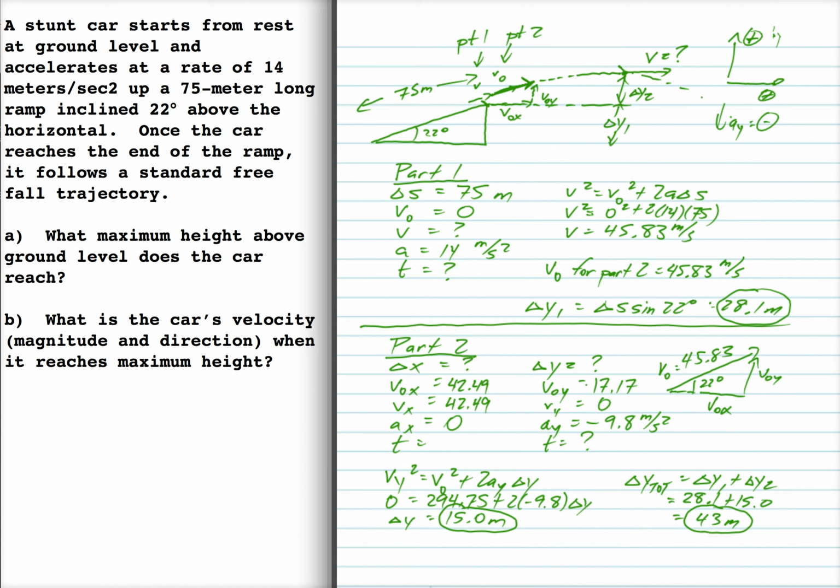And then as far as the velocity goes, well, we already solved that, right? Our vx, our final velocity at max height, is 42.49. The y component is 0. So the velocity at max height, rounding off, is just 42 meters per second, and it's in the plus x direction. Don't need to do any trig for that. And we're done.